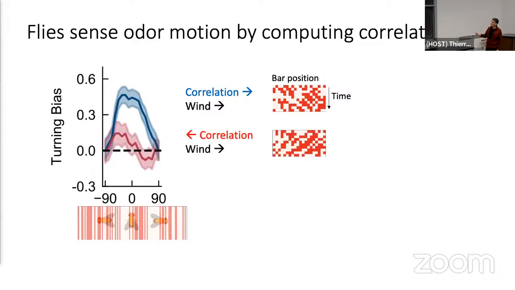But now you can do another type of experiment where you put the apparent motion due to the correlation opposite to the wind. And what you find is that this is really messing up the response of the fly. So they're really responding to these correlations.